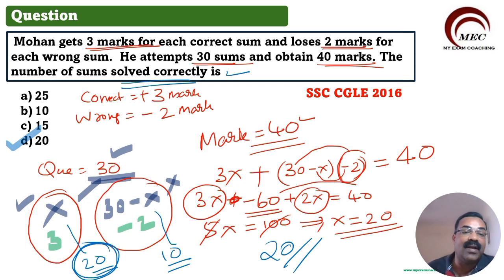First, why are we taking 30 minus x here? Because total questions are 30. Out of that, if x questions are correct, then 30 minus x will be wrong. If there are 40 questions, and out of that 40, x is correct, then 40 minus x will be wrong. If there are 100 questions and x are correct, then 100 minus x will be wrong. So this is the normal way we will take to solve this type of questions.